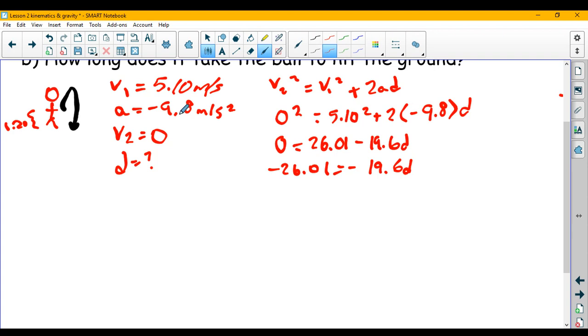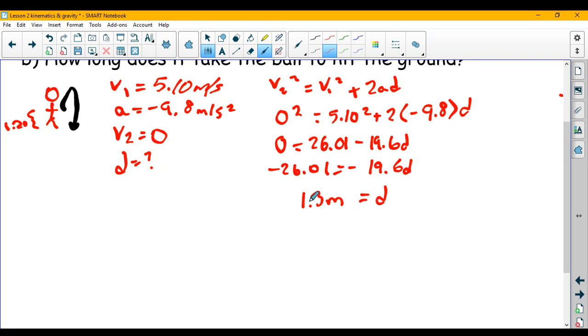Now, sig fig wise, I'm going to get 2, so it's going to go 1.3 meters. I get 2 because of the 9.8. Remember, it does count. There we go. Now, that's very logical. I can throw a ball 1.3 meters into the air. That is very possible, so that helps me. If I got 27 or something ridiculous, I know I was wrong.